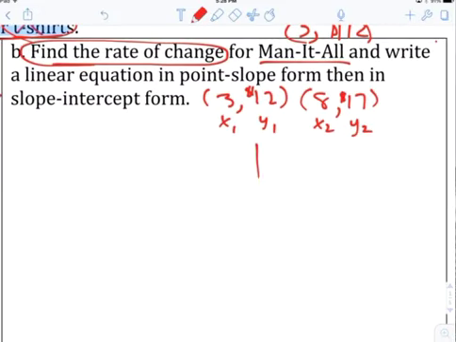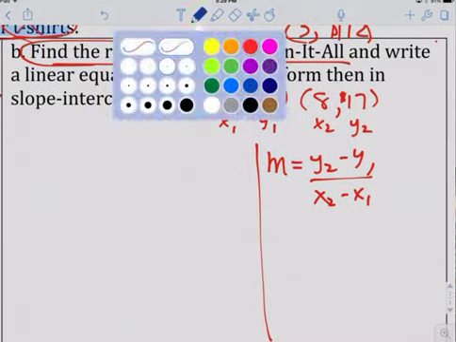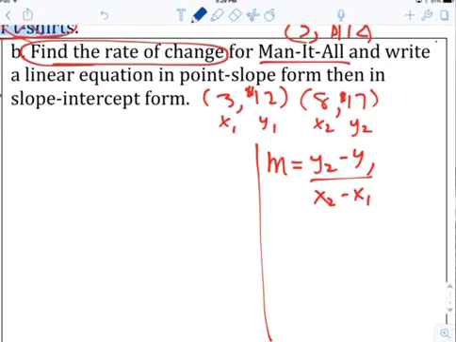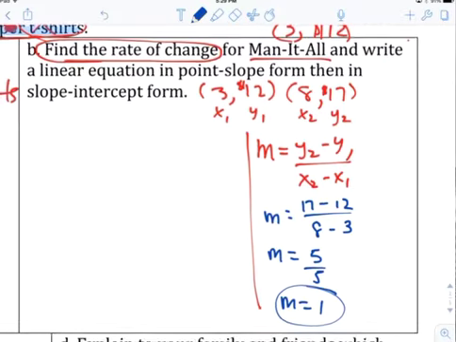Finding the rate of change. The rate of change is m equals y2 minus y1 over x2 minus x1. Y2 is 17 minus 12, y1, over 8 minus 3. M equals 5 over 5, so the rate of change is 1. That's your rate of change.